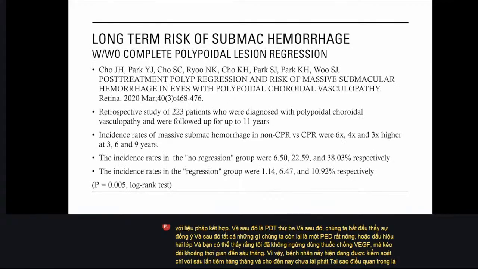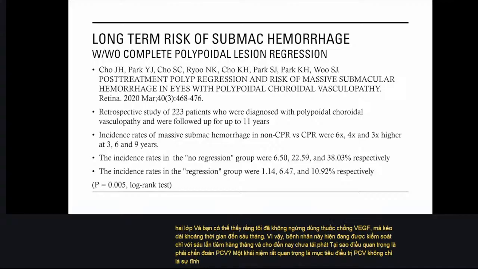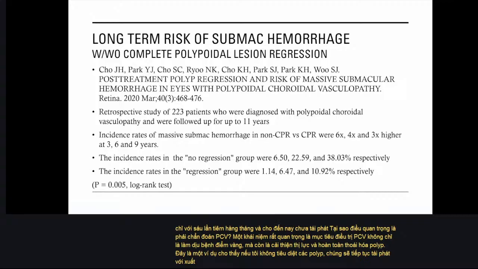Now, why is it important to make a diagnosis of PCV? A very important concept is that the treatment aim of PCV is not just quiescence of the maculopathy, it's not just visual acuity gain, but complete polyp regression. Now, this is an example that if I don't destroy the polyps, they keep coming back with submac hemorrhage. There's a subgroup that's very, very active.